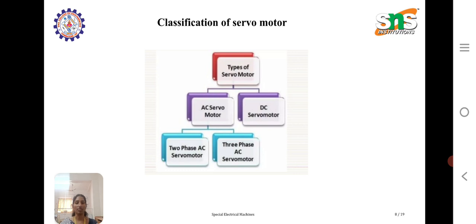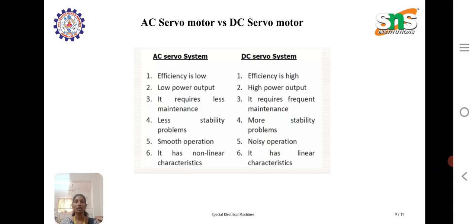Coming to the classification of servo motors, basically a servo motor is divided into two: AC servo motor and DC servo motor. In AC servo we have another two types, which are called two-phase AC servo motor and three-phase AC servo motor. This is about the classification of servo motors.